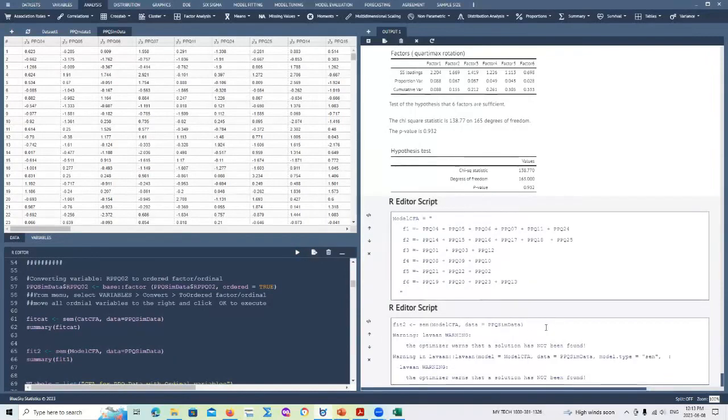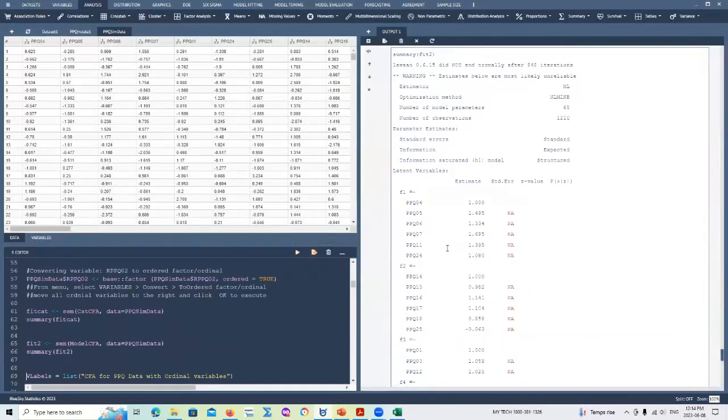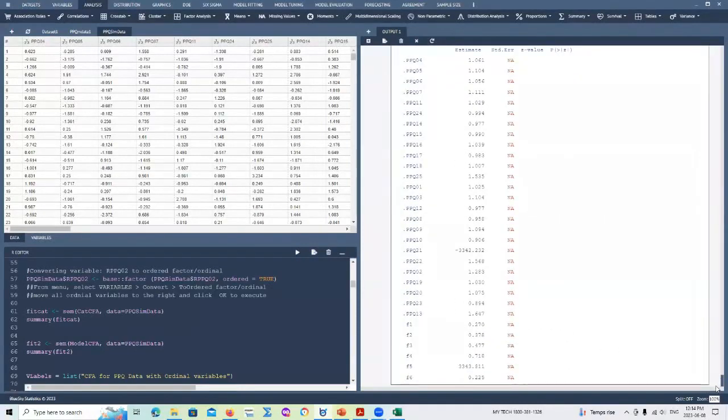The solution is still giving the same warning, but it's still a warning, so I will still summarize it, or even graph it. Oh, so the solution was really not found. There's a problem with this. There's no problem with fitting that model with the sample size that we have. It should be able to fit the model. There's no reason why it's not fitting it. You just have some ridiculous variances here.